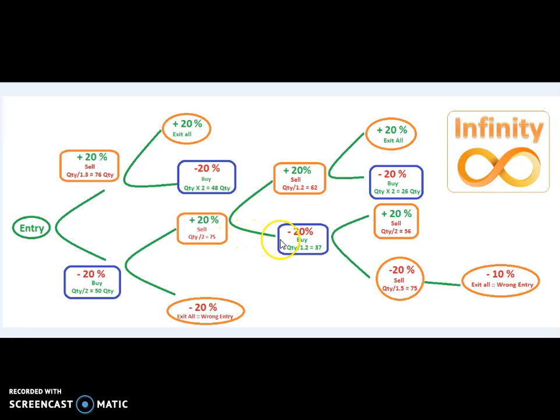If the stock is moving down 20%, again you are going to buy 1.2, which is equal to 37 quantity. You are going to re-enter with 37 quantity. So these kinds of strategies you have to play. You have to play this kind of strategy, and it will be very useful.